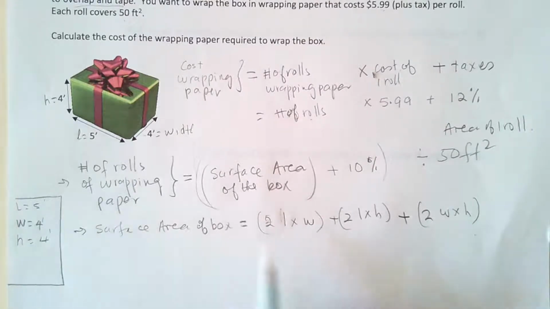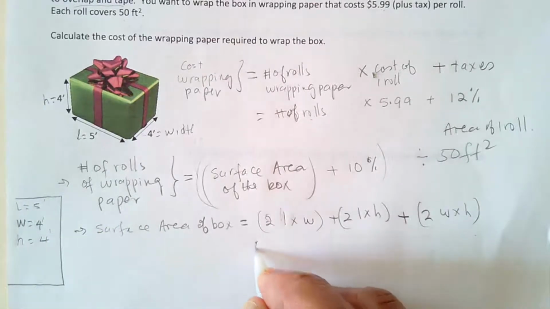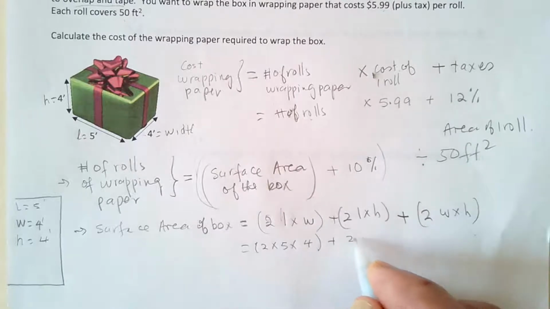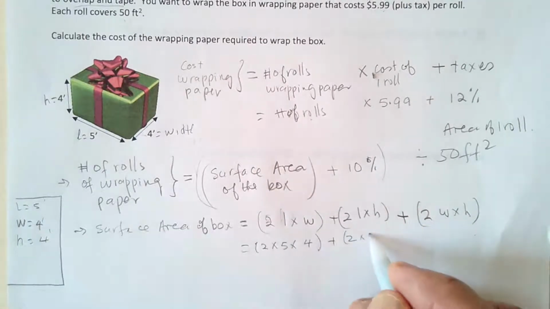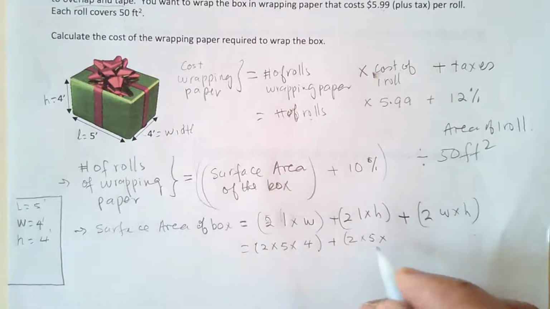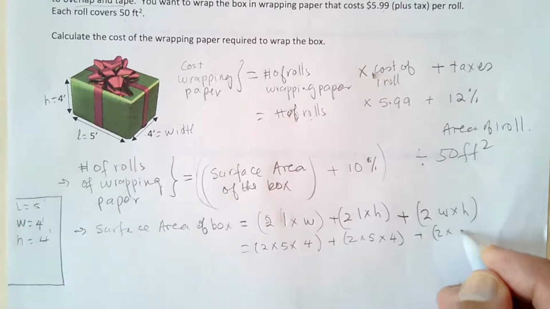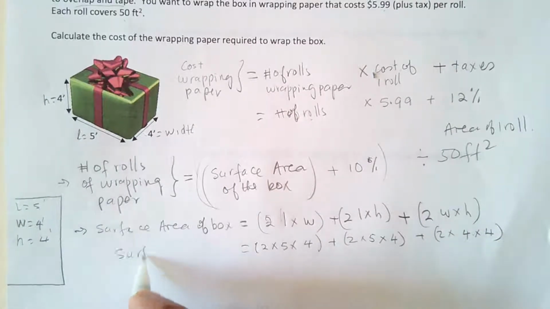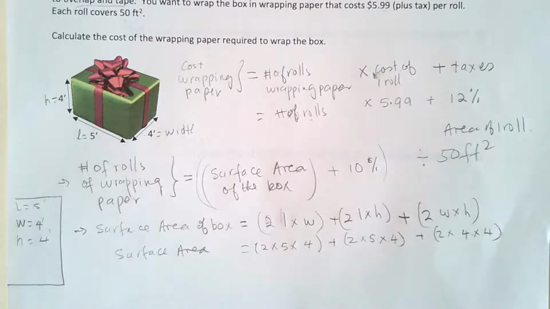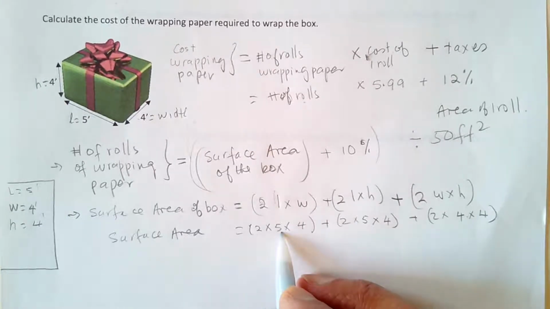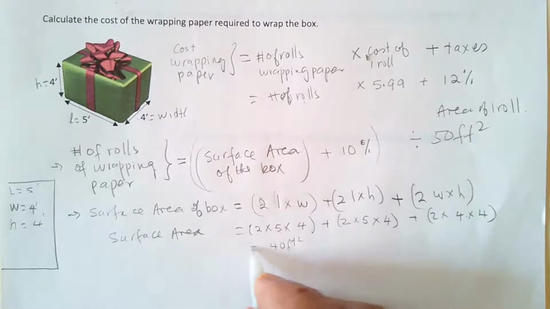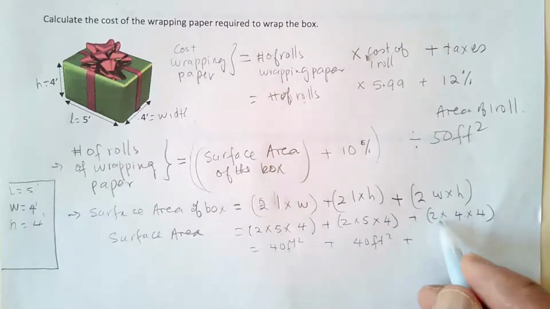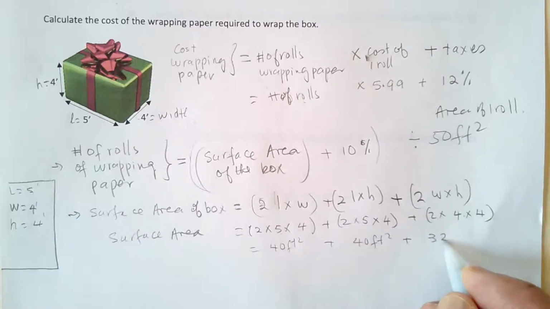Now substitute 5 for the length. So we have 2 times 5 times 4 for the width, plus 2 times your length 5 times your height 4, plus 2 times the width 4 times the height 4. Two times 5 is 10, times 4 is 40 square feet. Plus 2 times 5 times 4 would be 40 also, square feet. Plus 2 times 4 is 8, 8 times 4 is 32 square feet.